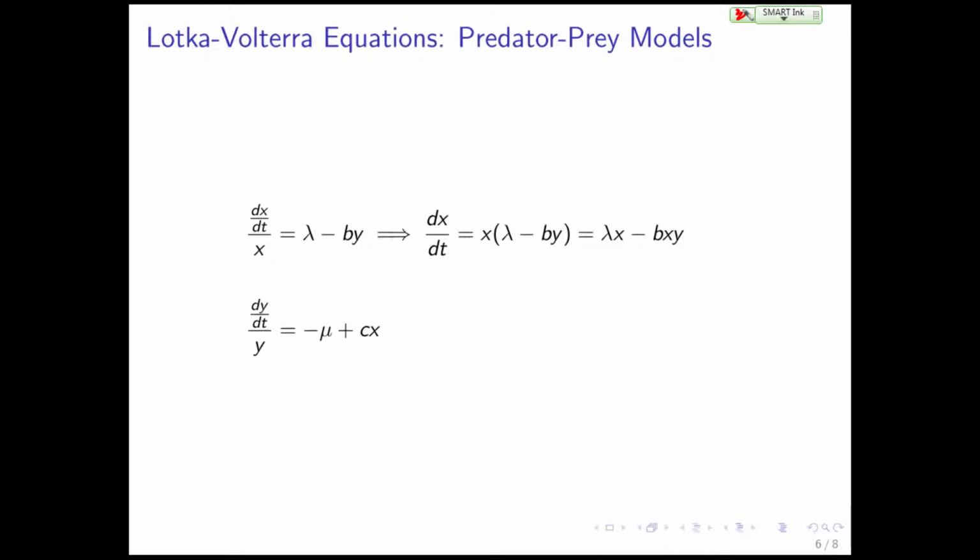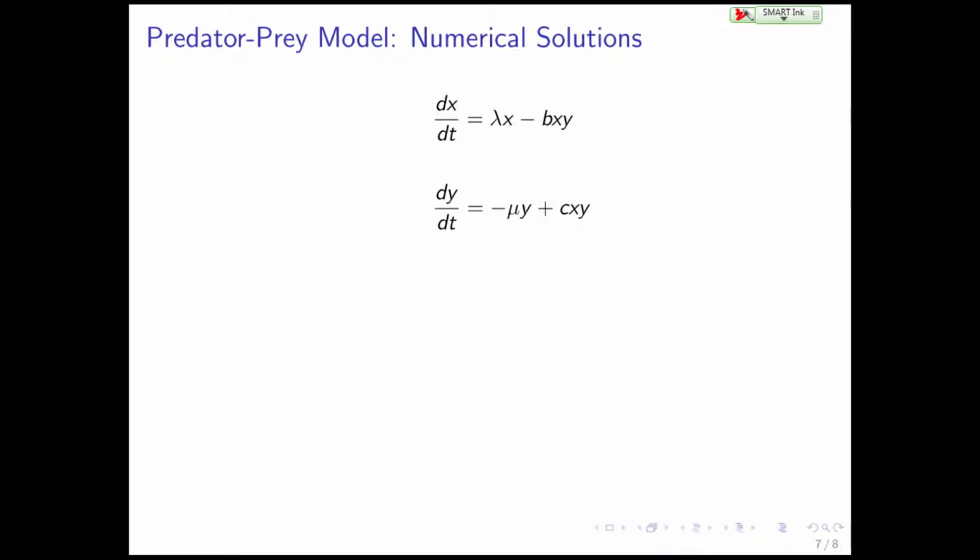And from the second expression, we obtain that dy/dt equals y times quantity minus mu plus cx, and that gives us another expression. We distribute the y, which gives us another expression for the rate of change of the population of predators. So in summary, we have two differential equations. These differential equations are coupled.